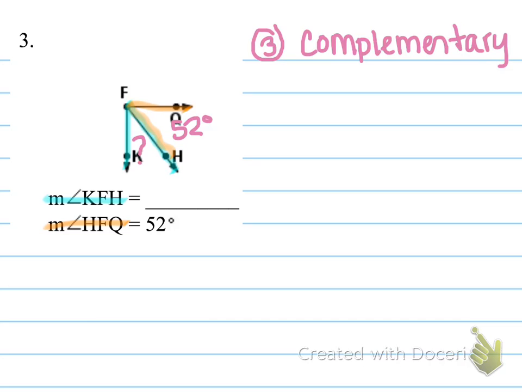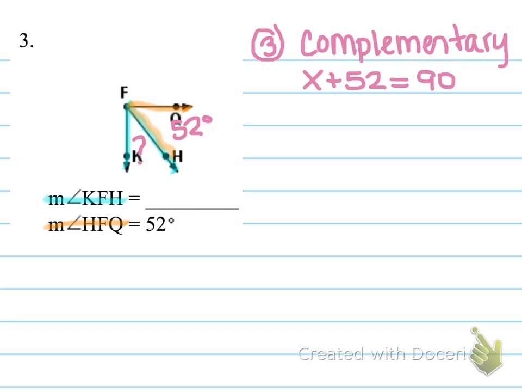You should be able to tell me that complementary angles add up to 90 degrees. So we're going to write an equation to do that. Where I have my question mark, I can use a variable to stand for it. I'm just going to use x. Because they're complementary, if I add them together, x plus 52, they will equal 90 degrees.